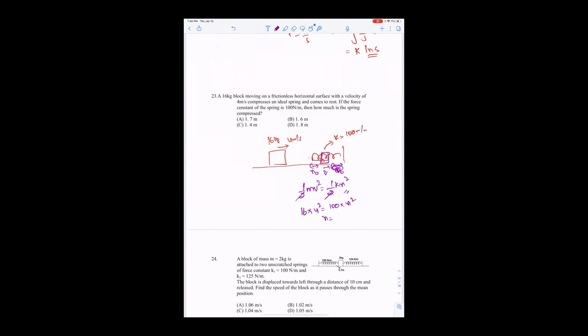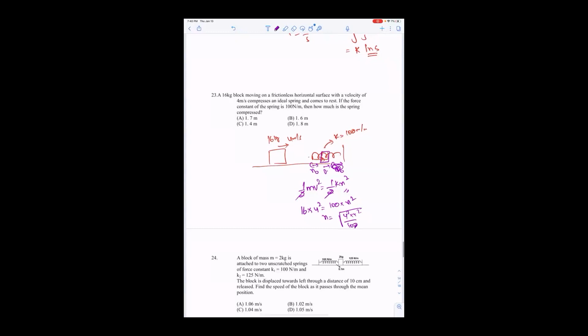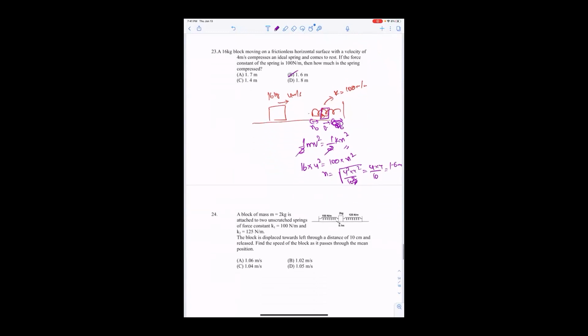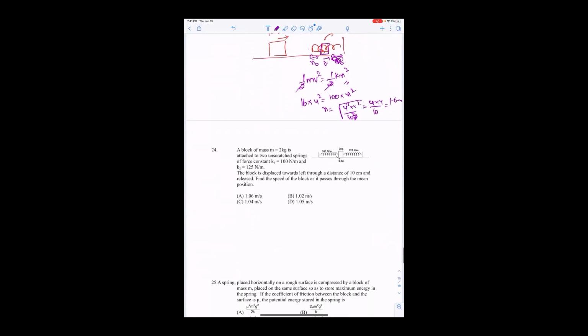So x is equal to under root of 4 square into 4 square by 100. No need to multiply. This is what you have to see: 100 is 10 square. So 4 into 4 by 10, how much? 16 by 10, 1.6 meters. If you kept on multiplying, 16 16s are 256, divided by 100. Don't do that. Bring it to the end and solve it. Sorry, 256. Right? Yeah.